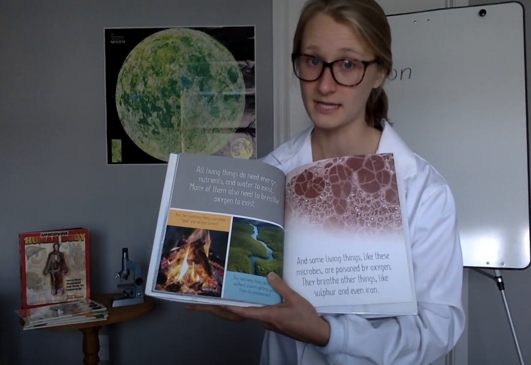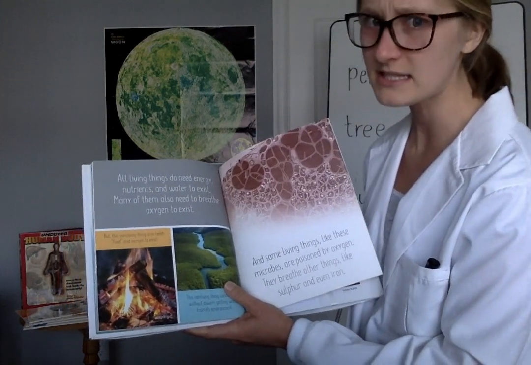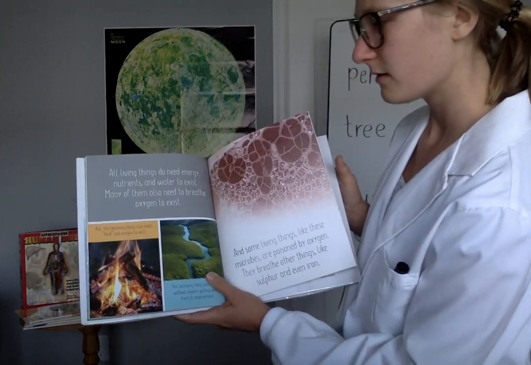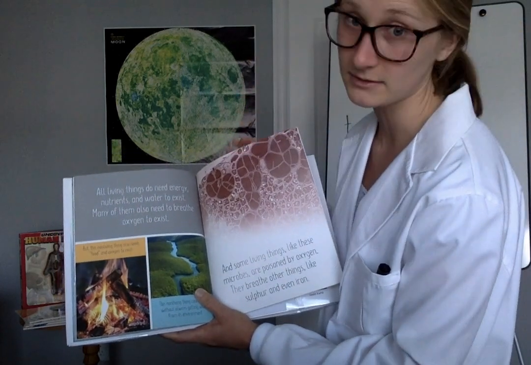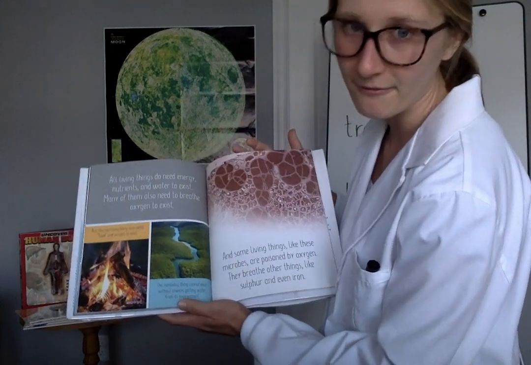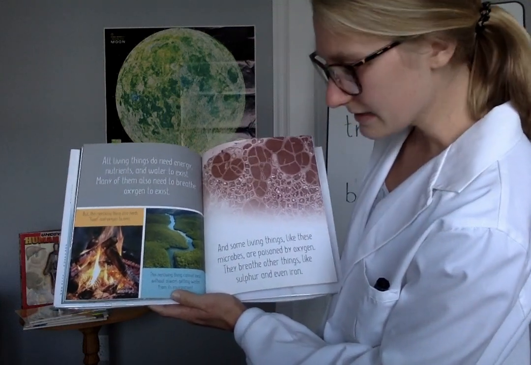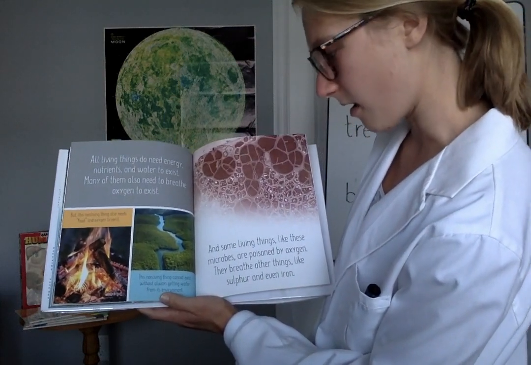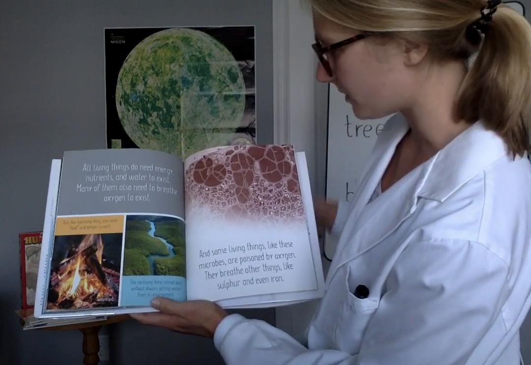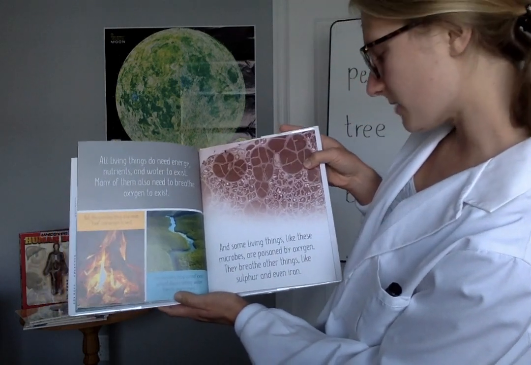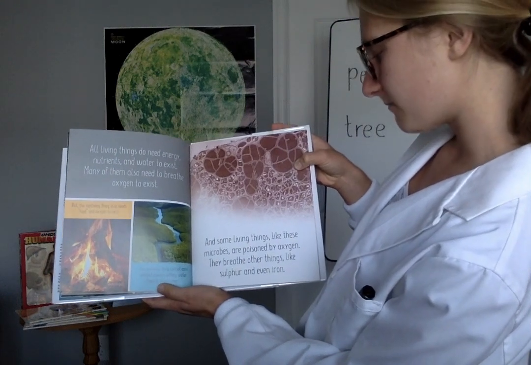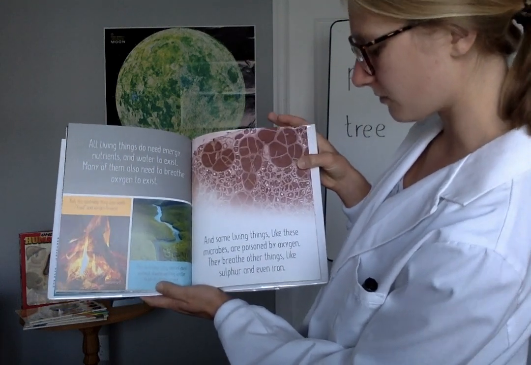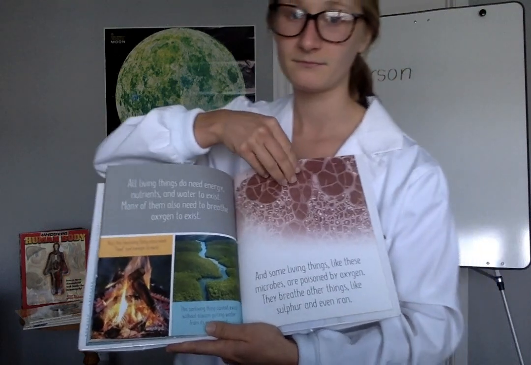We'll definitely cover this again in another lesson. Let's just keep reading the book for now. But this non-living thing also needs food and oxygen to exist. It's talking about fire. This non-living thing cannot exist without always getting water from its environment. And some living things, like these microbes, are poisoned by oxygen. They breathe other things, like sulfur and even iron.